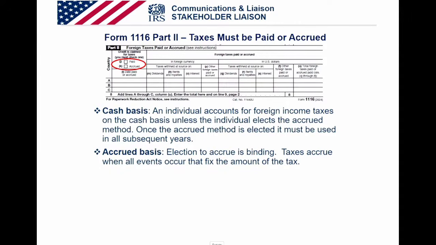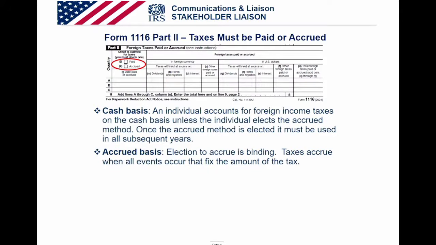Now for the accrued method, taxes accrue when all events occur that fix the amount of the tax. So basically, if the taxpayer uses the accrued method of accounting, they can claim the FTC only in the year in which they accrue the tax. Foreign income taxes accrue when all the events have taken place that fix the amount of the taxes and the liability to pay them. And this occurs on the last day of the tax year for which the foreign return is filed. That's the foreign income tax return.